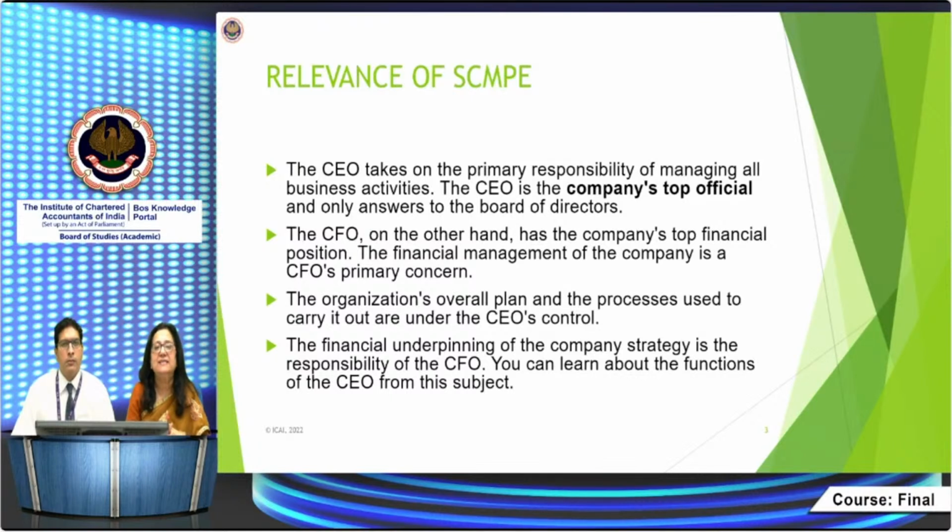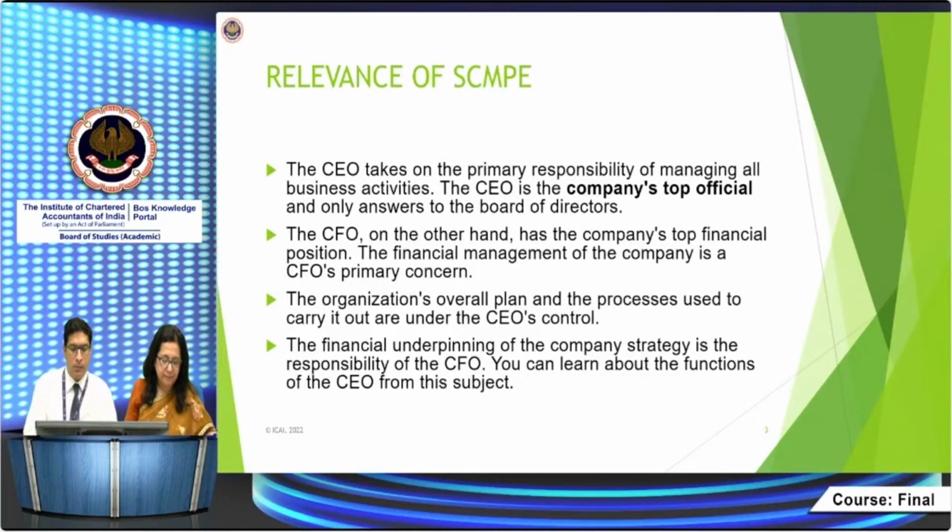It is telling you the techniques you need to adopt to take decisions, right? So you have to know three things in this. You need to know the strategic side, the performance, and also the behavioral side, because when you run a company, you need to take into account all these three aspects. Where is the role of CFO? The CFO has the company's top financial position, so the financial management of the company is the key role of the CFO. Whereas the overall organizational plan and the processes it has to carry out is the role of the CEO, right?